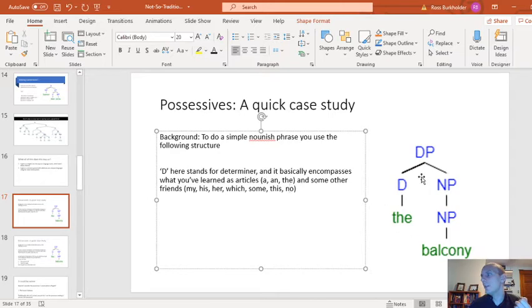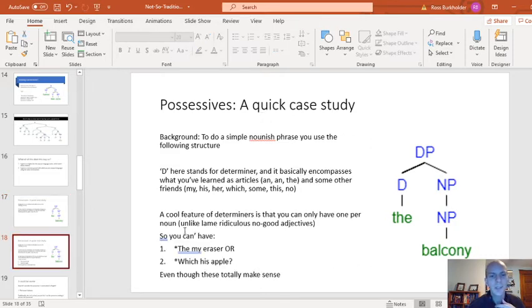And this is what that structure looks like, with a D here and an N. This should probably be an N instead of an NP. Don't worry about that. The balcony. Cool. So we've established what determiners are. There's these little words here that appear in front of nouns. What's particularly cool about determiners, if you think that grammar is cool, which I hope you do, is that you can't have more than one determiner.